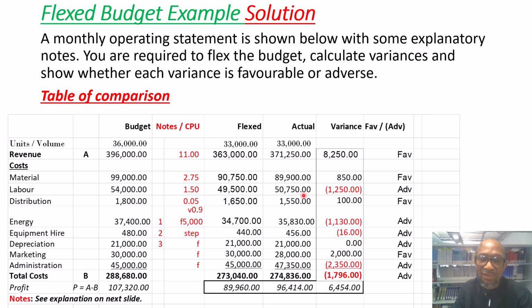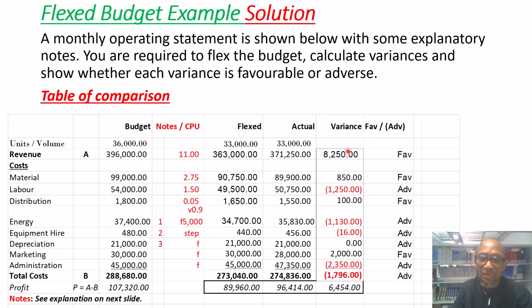So we will now do the same thing for the other costs. We deduct 50,750 from 49,500. You see that it's negative because we have now deducted a higher figure from a lower figure. So it's an adverse labor variance. Deducting 1,550 from 1,650, you notice that it's favorable because we're now deducting a lesser figure from a higher figure.